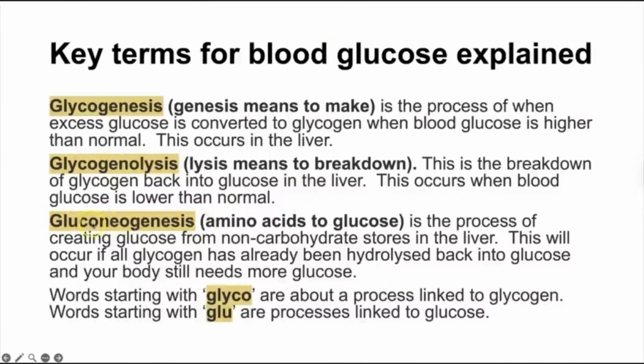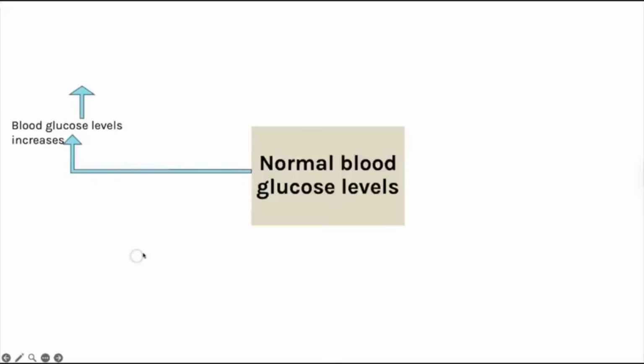Gluconeogenesis. Gluco means glucose, genesis means to make, neo means new. So it's making glucose from something new. And by that we mean a non-carbohydrate source. So for example, from amino acids, or it could be from glycerol from lipids.